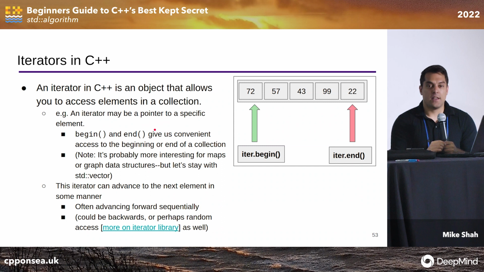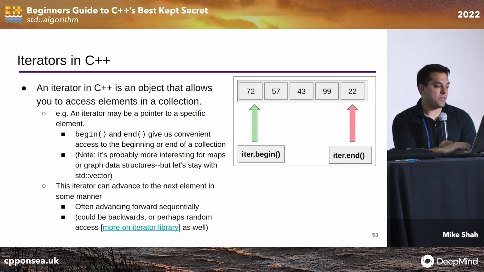And we have built into the standard template library things like begin and end, whether using them as member functions or free functions, ways to access the beginning or the end of a collection. Now, of course, I'm showing here on this figure on the right what would be a vector data structure. But having a pointer to the beginning or end element becomes even more interesting when we start thinking about maps or graph data structures as well. But again, for today's talk, we're going to work with vector primarily.